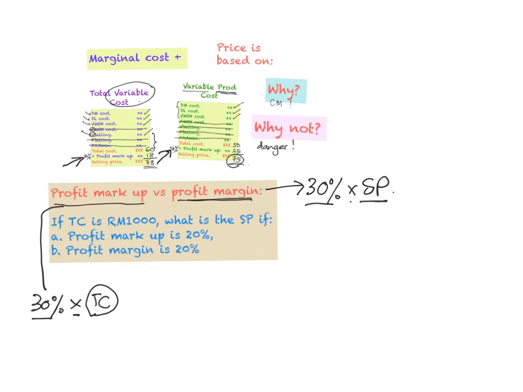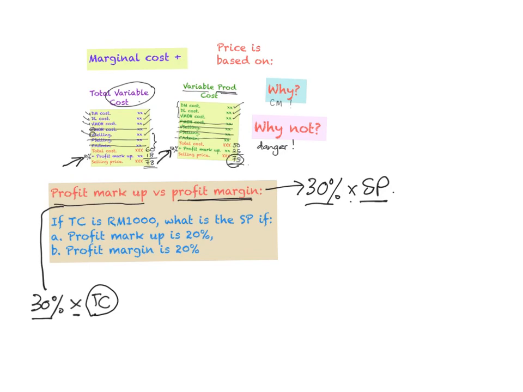Now we look at this illustration. If the total cost is 1,000, what is the selling price if the profit markup is 20% or the profit margin is 20%? Are we going to come up with the same selling price, since we are using the same rate here? Let's see. We try to do this question.